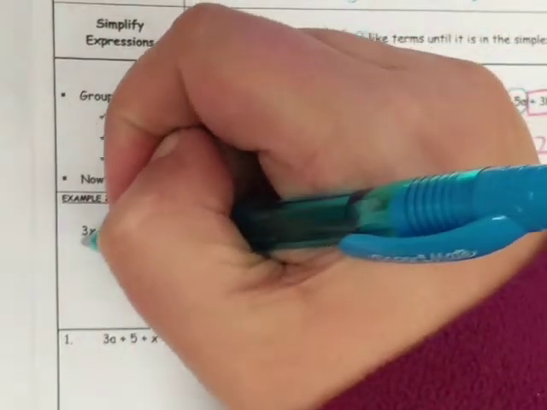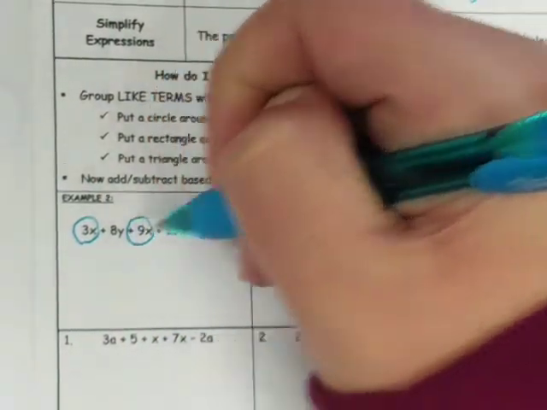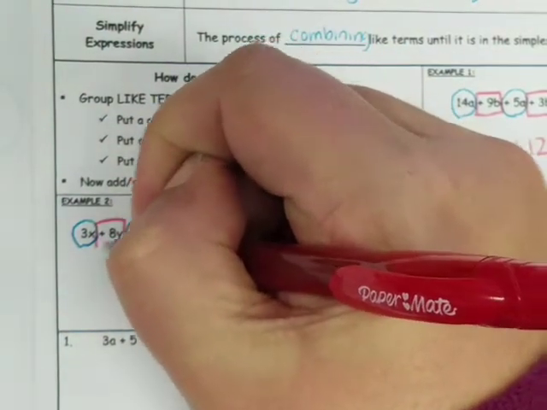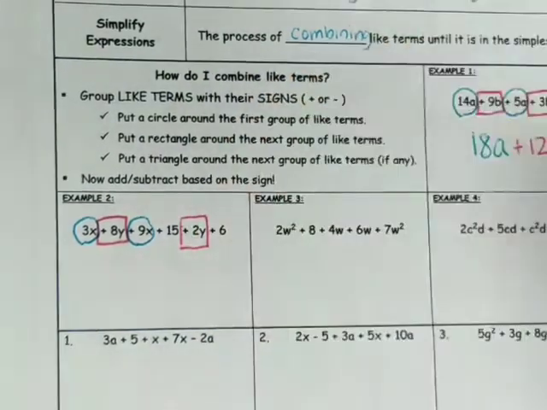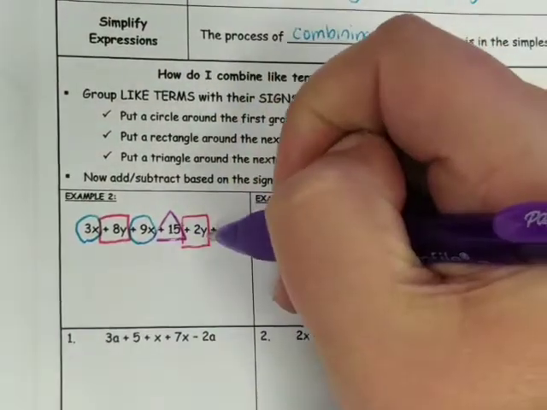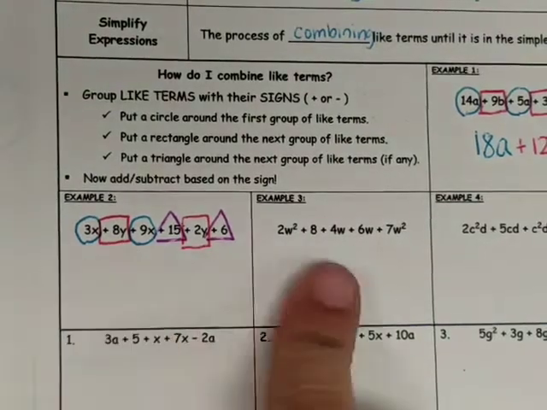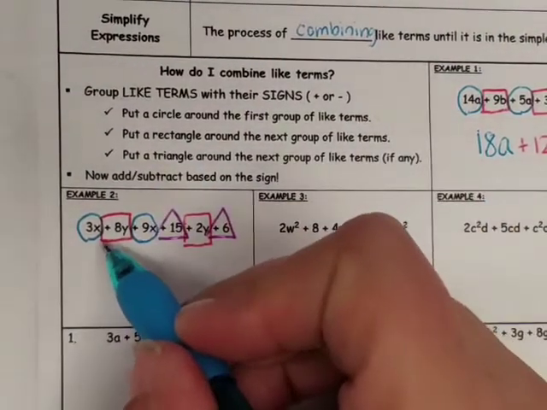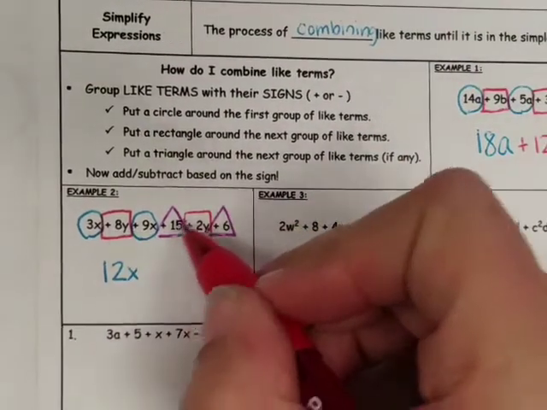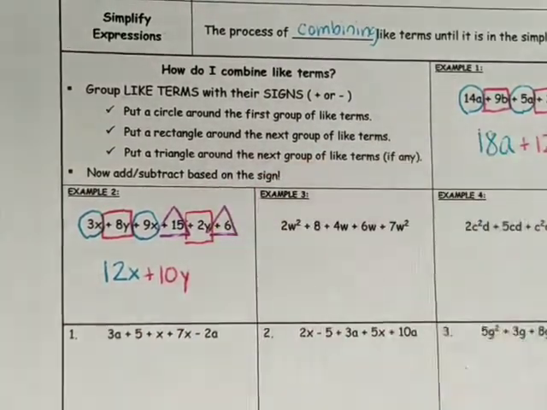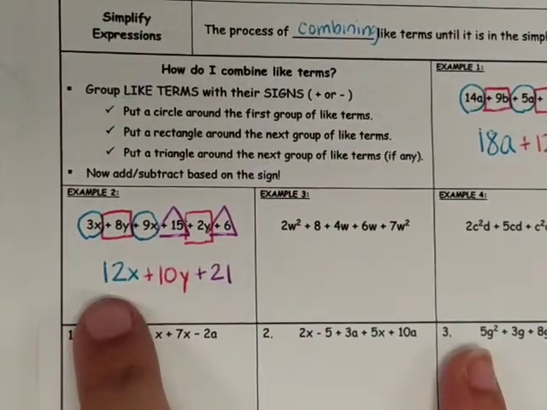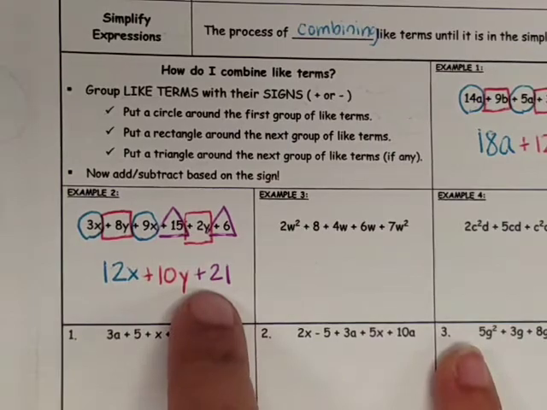All right, I'm going to circle all my x's with the sign that's in front. There's no more x's. Now I'm going to put a rectangle around my y's. And then it looks like I have some more stuff, so I'm going to use a different color, and we're going to do triangles. If you don't like doing the shapes, I'll show you another way you could do this. So 3x plus 9x is 12x. 8y plus 2y is 10y. And 15 plus 6 is 21. So my final expression is 12x plus 10y plus 21.